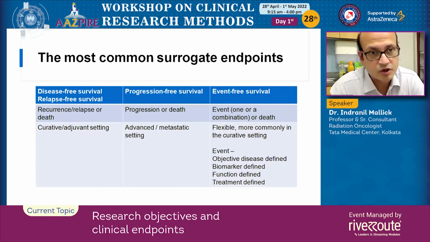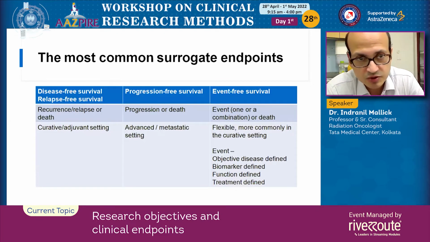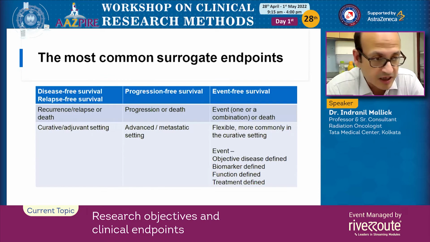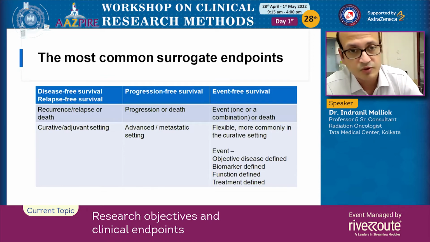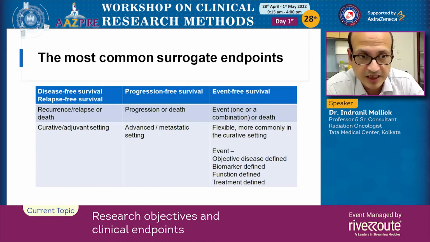So what are the common surrogate endpoints that are used in clinical trials? In the early stage setting or in the adjuvant setting, we are looking at disease-free survival or relapse-free survival, which denotes either recurrence or relapse or death. Both of them would be outcomes. And usually, as I said, it's used in the curative or the adjuvant setting. In the more advanced metastatic setting, we look at progression-free survival, which is progression or death.